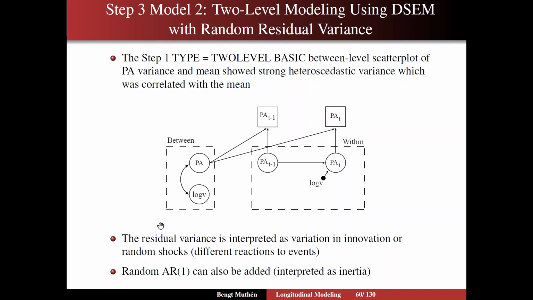And this residual variance can be interpreted as variation in what's sometimes called innovation or random shocks. That is, different people reacting in different amounts to certain events. And that then is the residual influence here that is different. Now, the random autoregressive lag 1 can also be added. There would be a filled circle on that arrow. We're not going to do that in this step. That's interpreted as inertia, so individual differences in inertia.